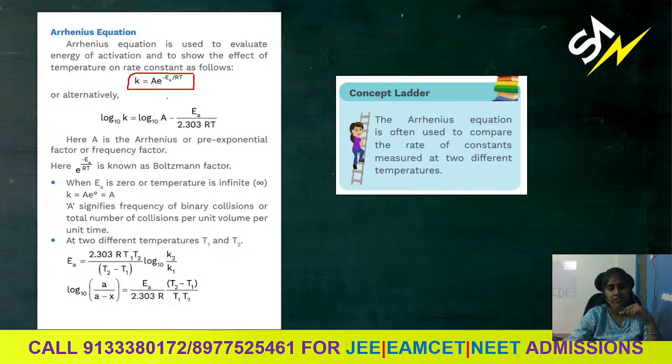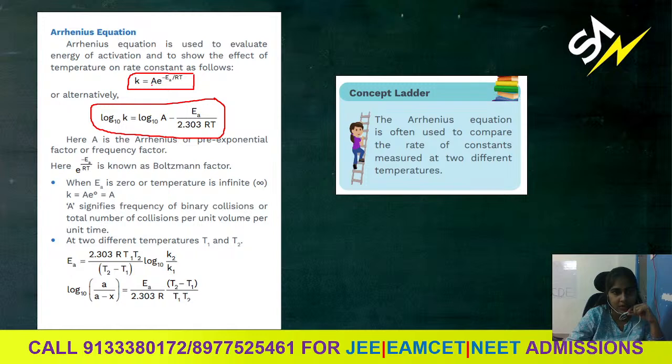Remember this equation, a very important equation, that is k = A e^(-Ea/RT). If we apply log on both sides, we get this equation: log10 k = log10 A - Ea/(2.303 RT). Here A is the Arrhenius or pre-exponential factor.